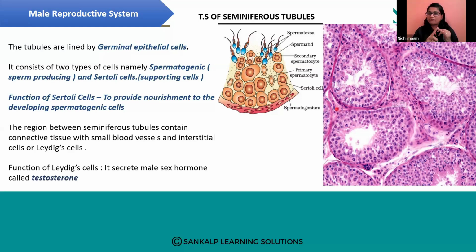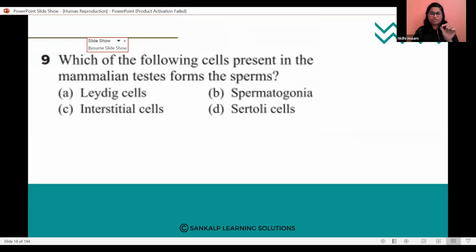What is the function of Leydig cell? To produce androgens, the male sex hormone. What is the function of Sertoli cell? To provide nutrition. What is the function of spermatogonia? To produce sperms by undergoing spermatogenesis. The right answer for this question is option B. Don't get confused here. We have a variety of cells in the seminiferous tubules, so you should be familiar with the function of each cell. The right answer here is spermatogonia.